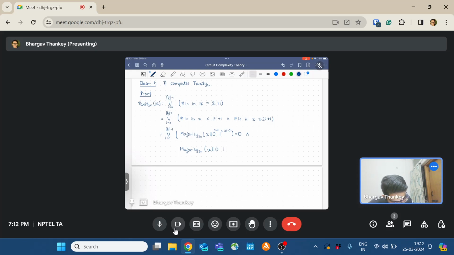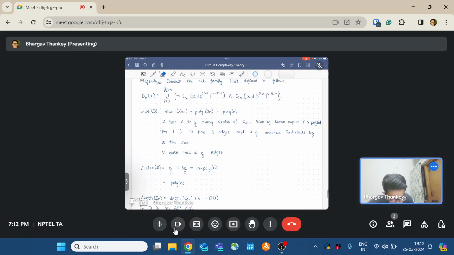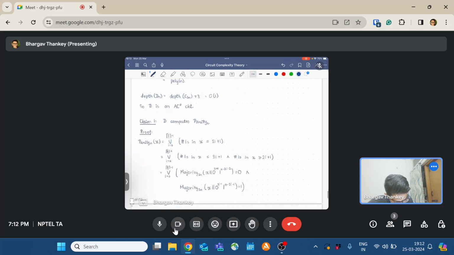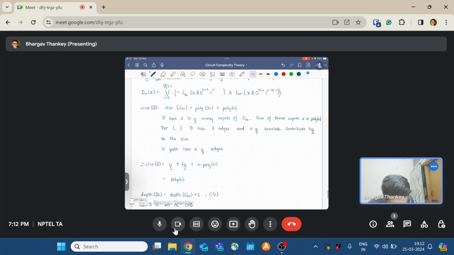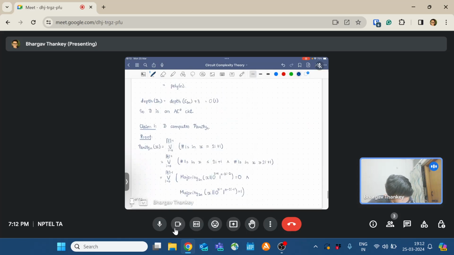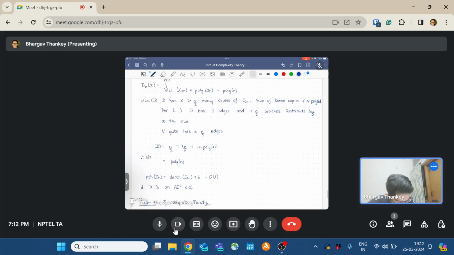Minus 2i minus 1. Okay, now I should change this over here to 2i plus 2 and the rest of this one. Yeah, and this is the same. Yes.